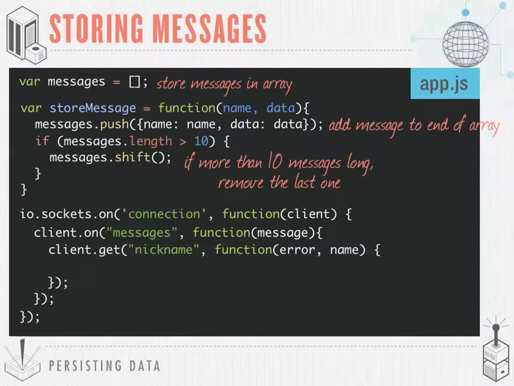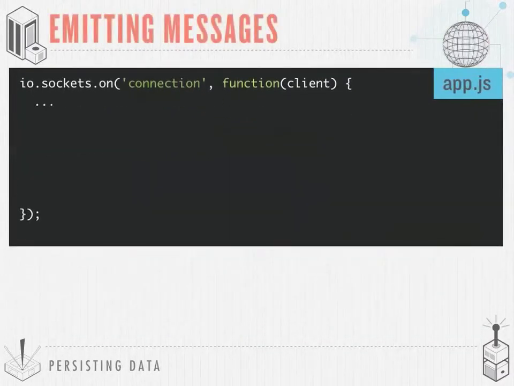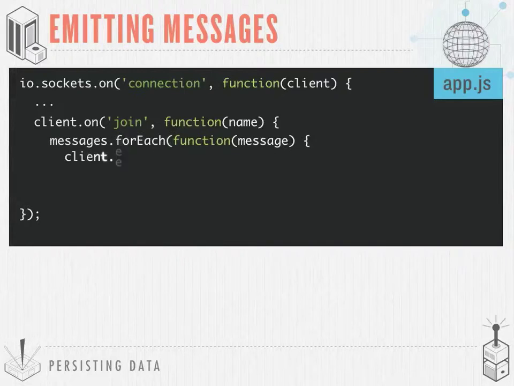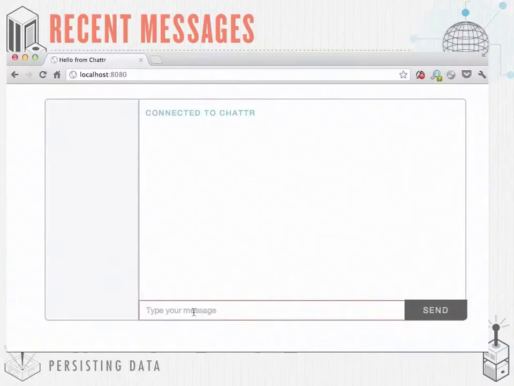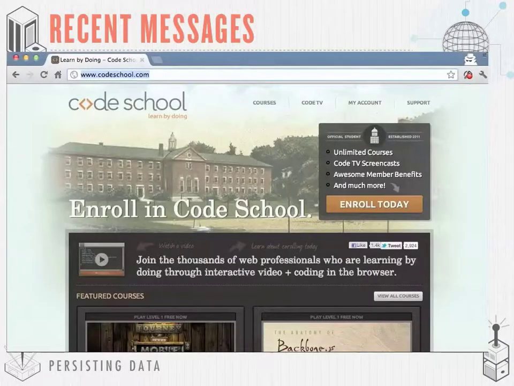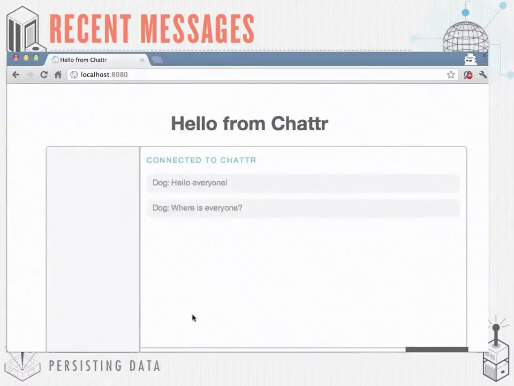Down in the messages event handler, we're going to call this store message function to insert our message into the array. Now when our client joins the chat, we're going to use the forEach function to iterate over the messages array and emit a new message for each item in that array. Let's go back and see what that does. Now when Dog is connected and he sends out a couple messages, when Spider connects later on and enters his name, he'll receive those previously sent messages by Dog.